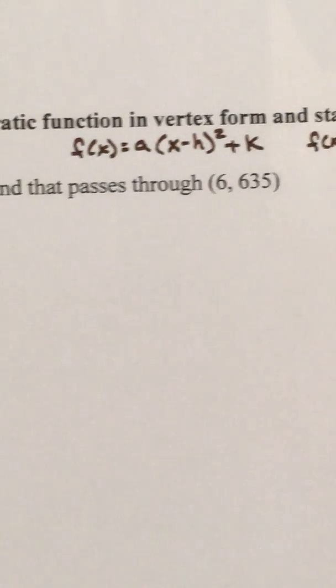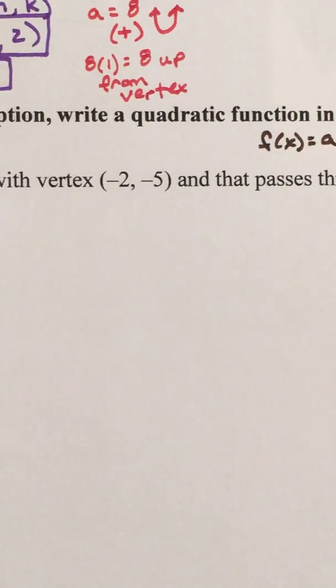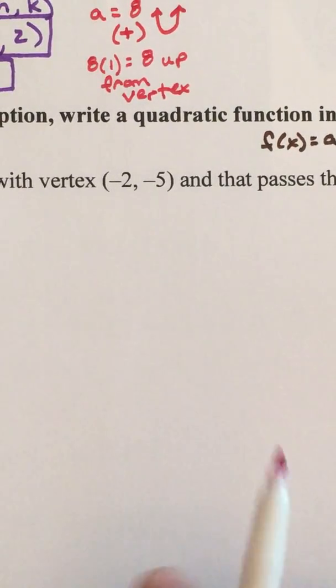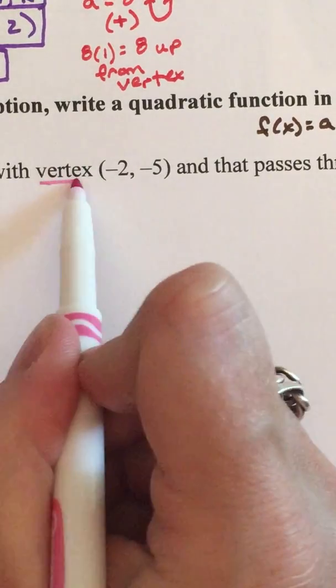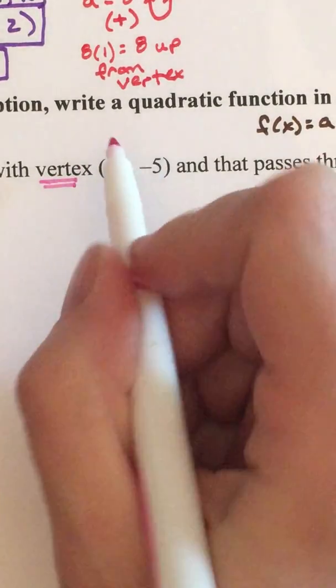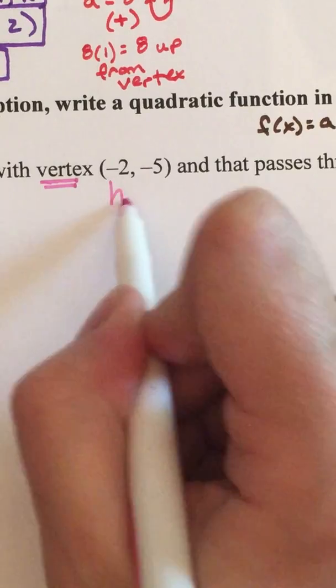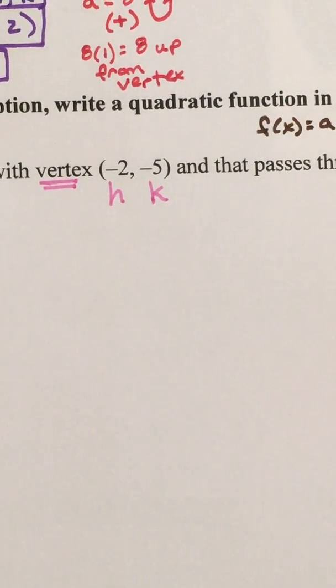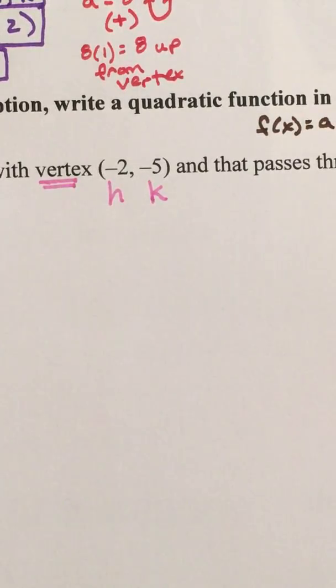All right, let's look and see what they gave us in the problem. The first thing they gave us is the vertex. So this is H. Let's label it as H. And this is K. Let's label it K. That's important.